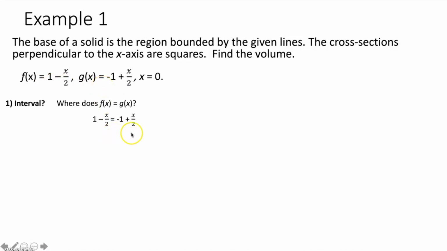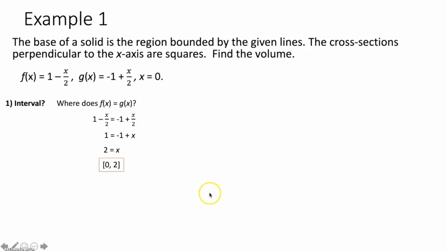So how do we solve this for x? Well, we multiply everything by 2 to get rid of the fractions. We then add 1 to both sides. We get x is equal to 2. So these two functions equal one another at x is equal to 2. But that's only one x value. What would be the other x value of our interval? Well, it says we're starting at x is equal to 0. That's one of the lines that's bounding our region. So we know our interval is going to go from x is equal to 0 to x is equal to 2.